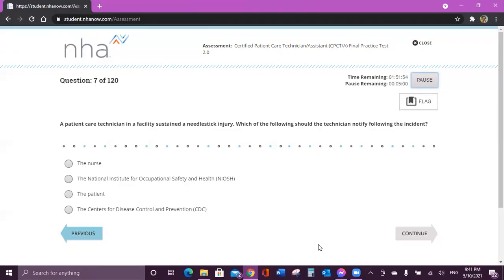A patient care technician in a facility sustains a needle stick injury. Which of the following should the technician notify following the incident? The nurse, the National Institute for Career Safety, the patient, the center of the seat.